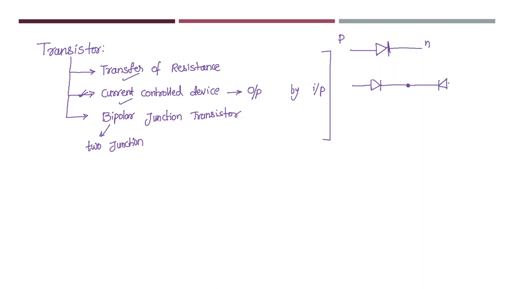This region is P region. This is also P region. These regions are N region. So I can take this entire region as N region. This region can be taken as P region, and this region can be taken as P region. So when two PN junction diodes are joined, a transistor is formed, and this transistor is called a PNP transistor.